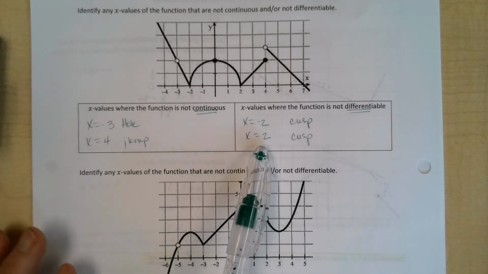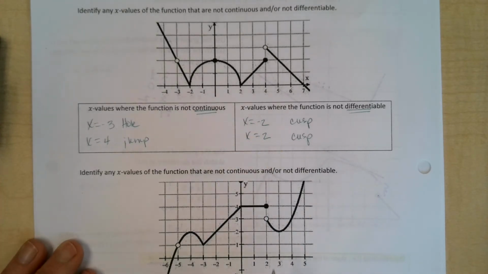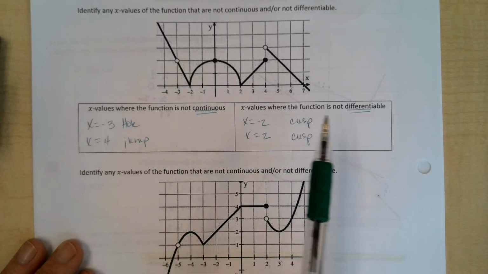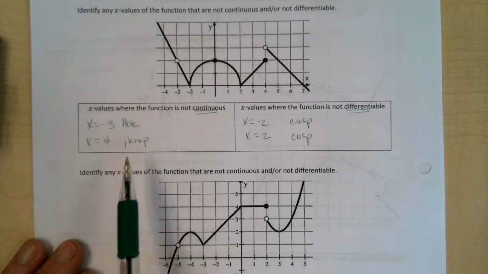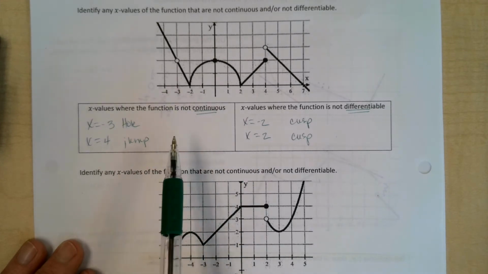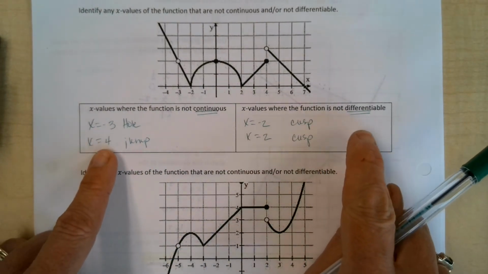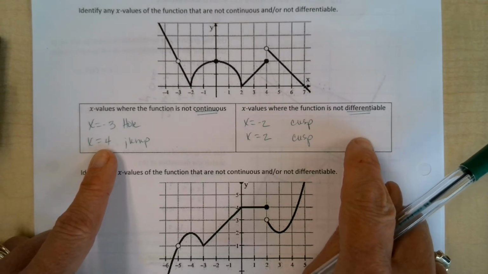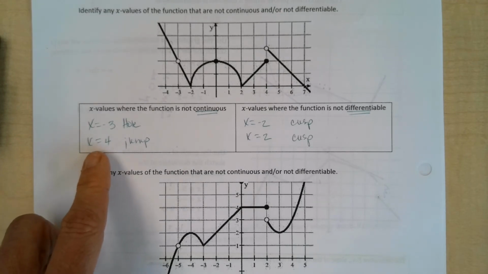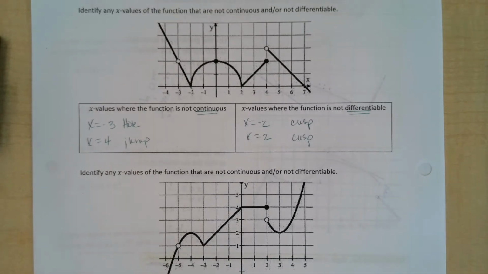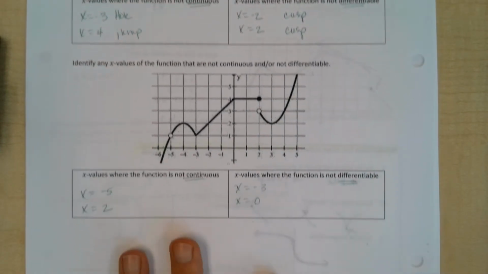Does that make sense? So if you put these in this box, you'd be wrong. If you put these in this box, you are right. But if I ask you about continuity, I want you to be able to tell the difference. So if you listed -3 and 4 in here, you're still right. You're fine. But what I want you to be able to tell me is the difference between which causes which problem. Does that make sense, Kaylee? Okay. All right.